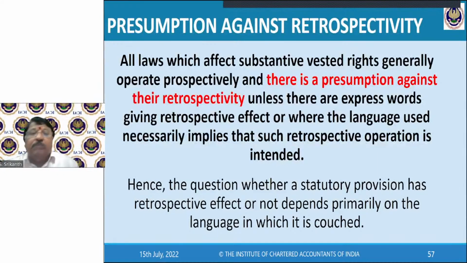There is no prohibition on retrospectivity, but it cannot be presumed. It has to be expressly stated in the law. So hence the question whether a statutory provision has retrospective effect or not depends primarily on the language in which it is couched. Couched means phrased, worded. Okay, you're not happy with the word couched, then remove it. Instead, you put in the language in which it is worded. The words used in the enactment, that's called worded. Couched is also a very, very old English term, meaning worded.